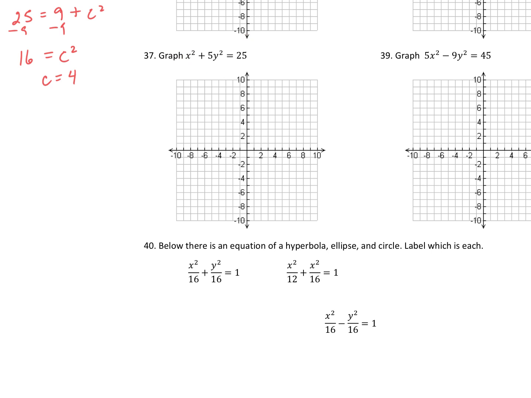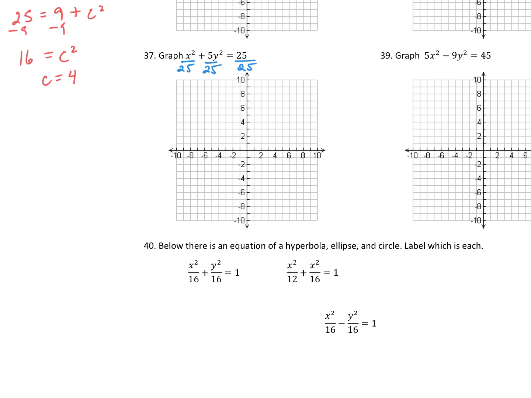We can see that we're adding these two terms together equal to 25. For this to be an ellipse or a circle, we do need this to be equal to 1. So to get this equal to 1, all we have to do is divide this 25 by itself. 25 divided by 25 is 1. Then we'll have our equation set equal to 1. But if we're going to divide that by 25, we do need to divide everything by 25.